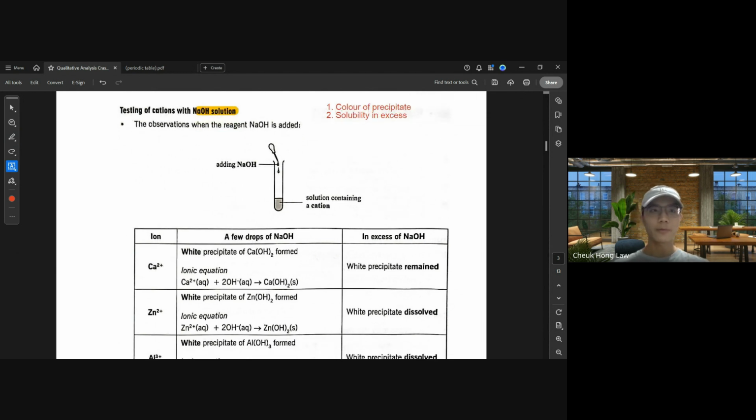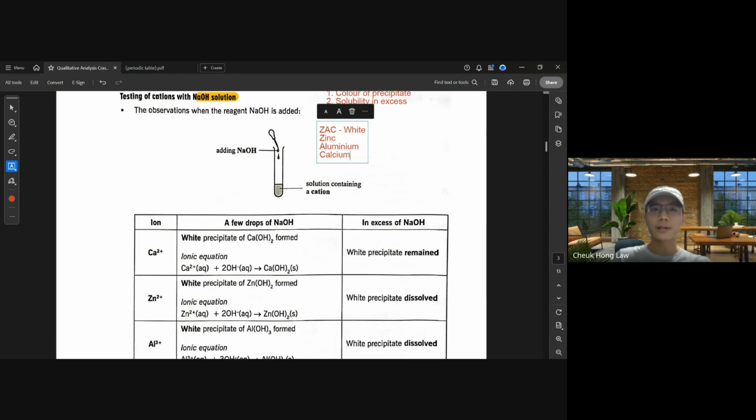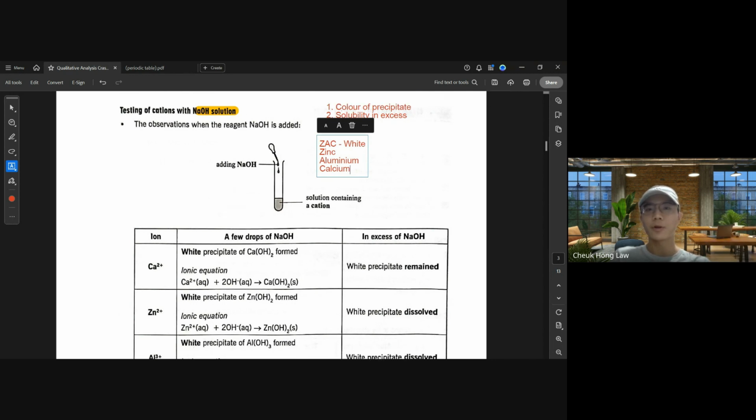So I have a few memory shortcuts for remembering the color. Firstly, Z will be white. Z will be your white precipitate. Z stands for zinc, A is aluminium, and C is calcium. So when you're testing for your zinc ions, aluminium ions, and calcium ions, there will be a white precipitate formed when you add a few drops of sodium hydroxide.